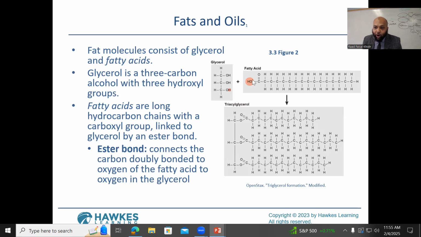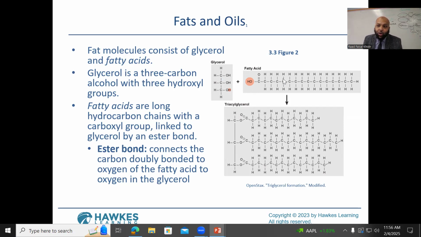When I want to hook them up together, I remove one hydrogen from here and an OH from here, and I end up with two hydrogens and one O. What does that sound like? Dehydration. I remove water and then I hook them up together. But who am I hooking up together? Glycerol and fatty acids. That's very important. So how many fatty acids am I going to have? Three. Three is going to bind each carbon.